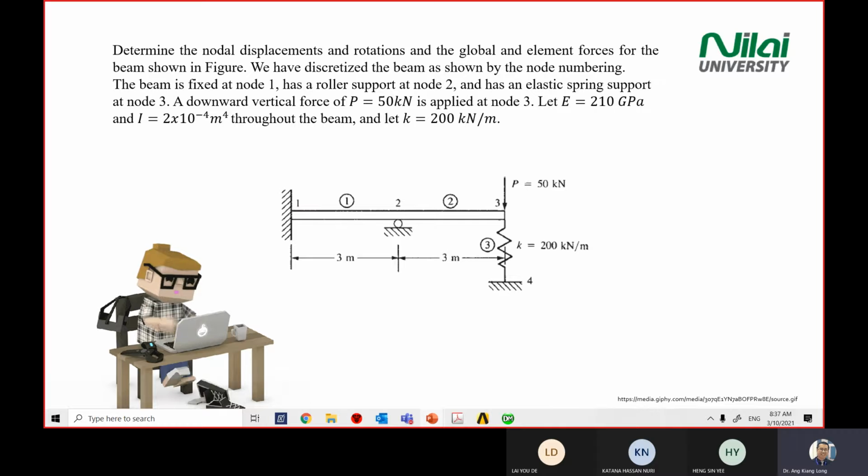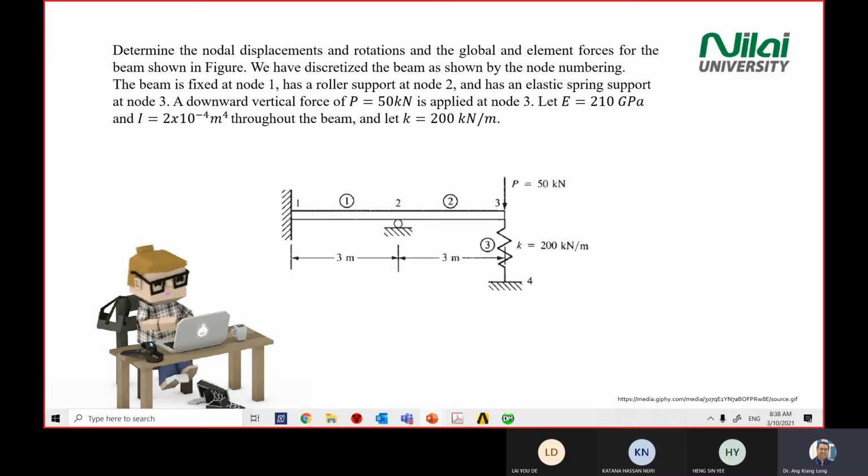So in this example, it's broken into 3 elements. Element 1 will have point 1 and point 2. Point 2 is a roller pin here. It's a roller. And then there is a round support here. Element 2 will be connecting point 2 and point 3. Point 3 has a force here, 50 kilonewton. And the K is given for the spring, right? So this question is a combination of beam and spring.